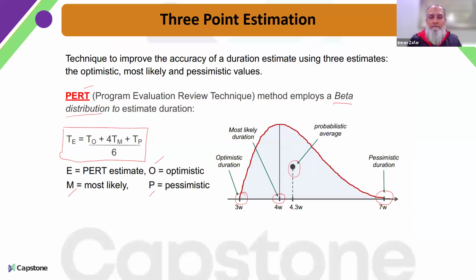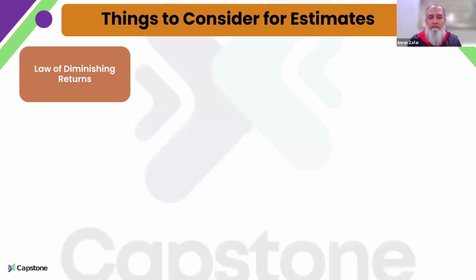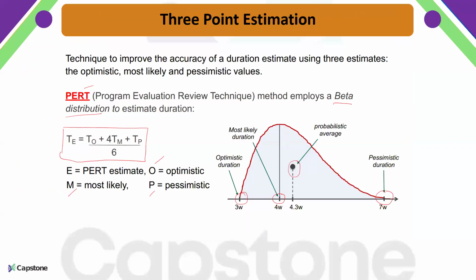Okay, let's move forward. Just one thing: with 3-point estimation, there is also another variation which is called triangular distribution. That is also there, and that is very simple. We call it triangular distribution.